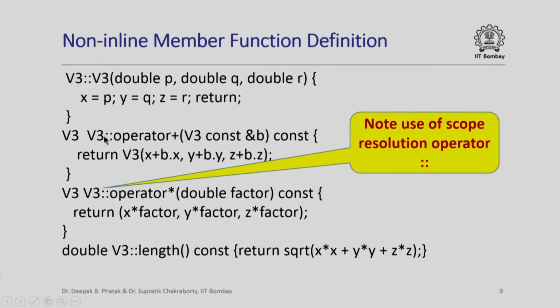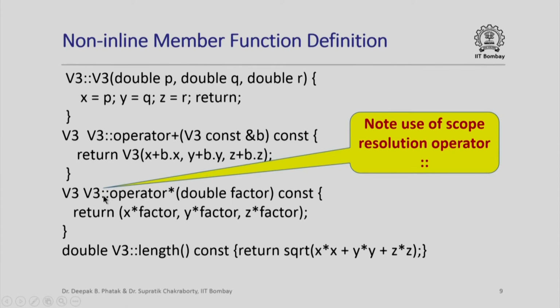Here is the definition of the member function operator plus of the class v3, and this member function returns an object of class v3, and here is the definition of this particular member function. Similarly, this is the definition of the member function operator star of the class v3.